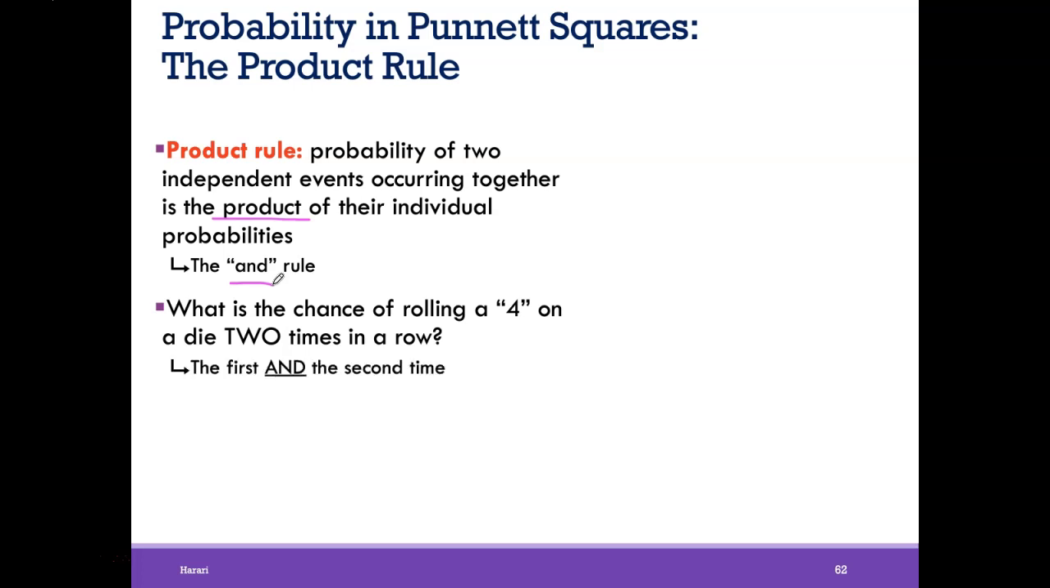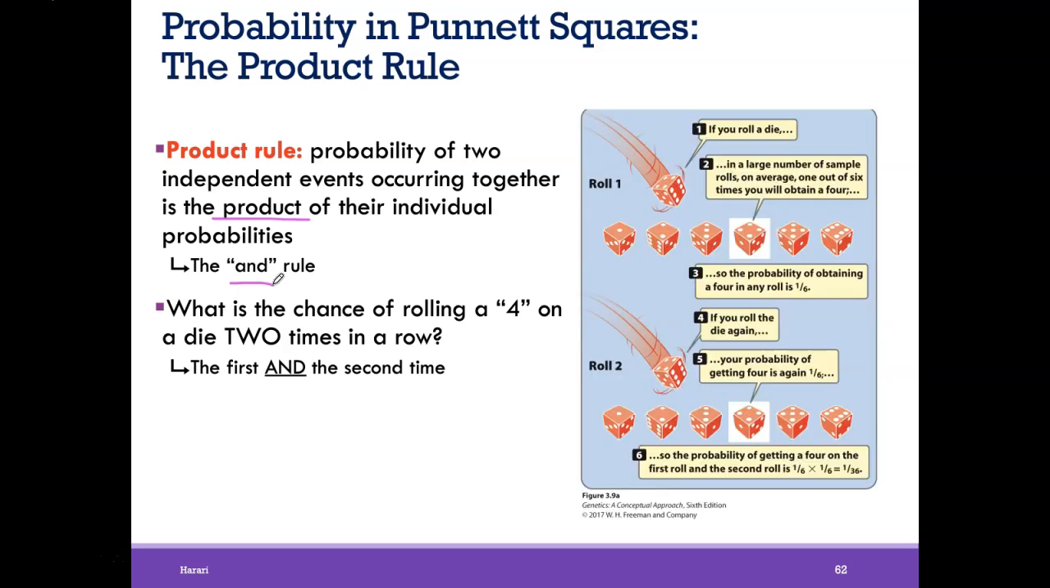So the chance of rolling a 4 the first time is 1 out of 6, right? And if you roll the die again, the probability of getting a 4 is still 1 out of 6. So then you multiply the probabilities of each. So it's 1/6 times 1/6 equals 1 over 36. So you have a 1 in 36 chance of rolling a 4 2 times in a row.